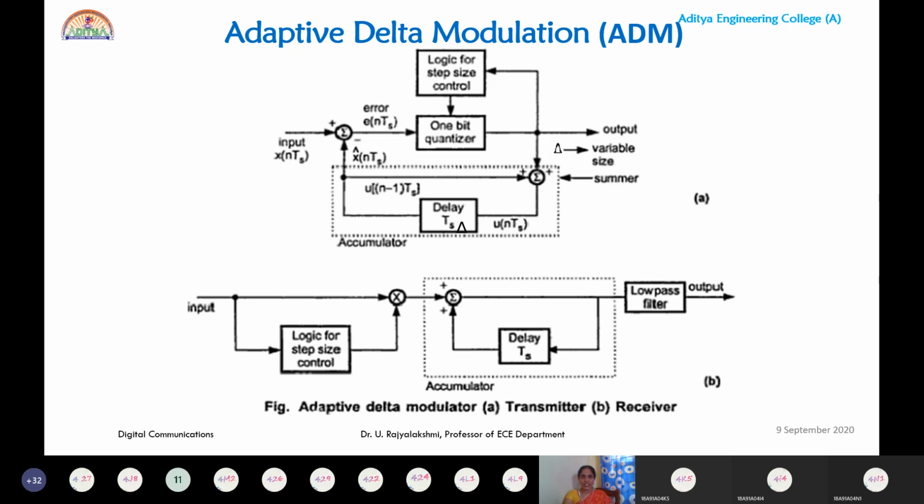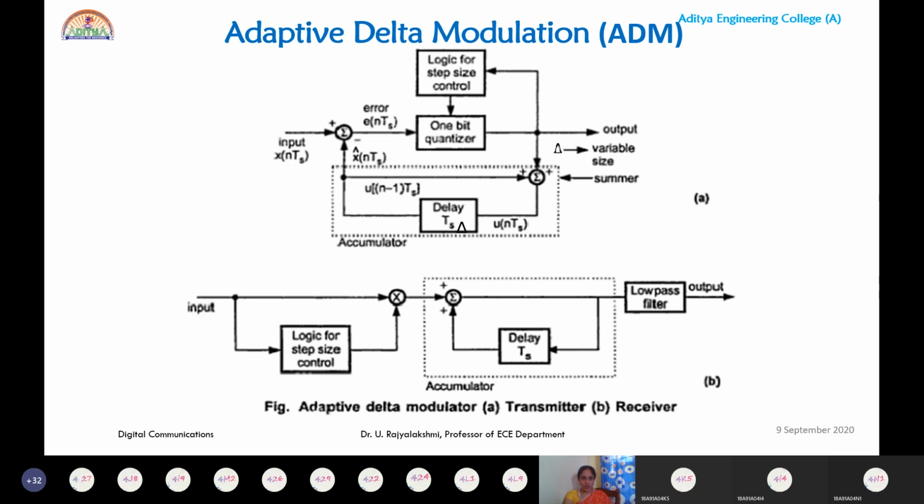The 1-bit quantizer will generate a staircase waveform, which is b of nTs. So what is the output of the 1-bit quantizer? Same as that in DM. In DM we use the same variable, b of nTs. So the 1-bit quantizer develops a staircase waveform. First it will generate the output with a variation of plus or minus delta. In the case of traditional DM, it equals delta times sign of e of nTs.